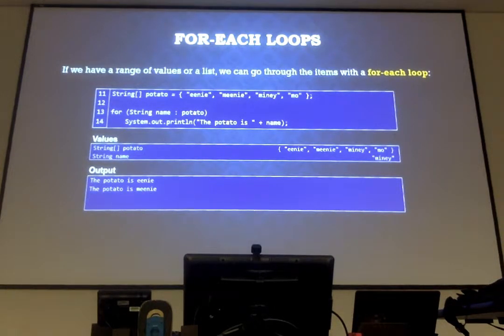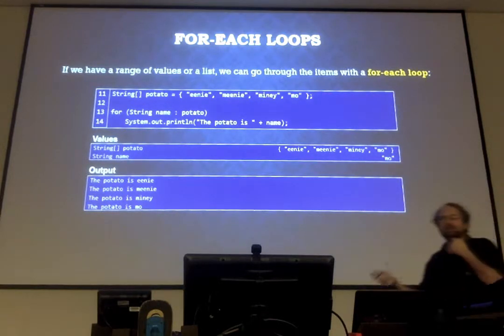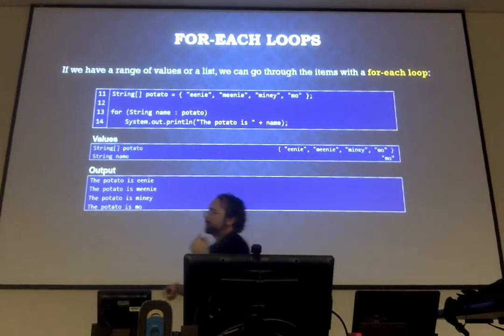And then it goes to the next value, which is miney. We get eeny, meeny, miney. And so name is miney, so when we do the potato is miney, that's what prints out. And then finally, the last value is it assigns it to mo, which is the last one here. And that's going to print the potato is mo. At that point, it will have finished going through all of the elements, and so it'll be done. So this works for arrays, but it doesn't just work for arrays. It works for any type of container, and we're going to talk about more of those as we move along. Any questions?